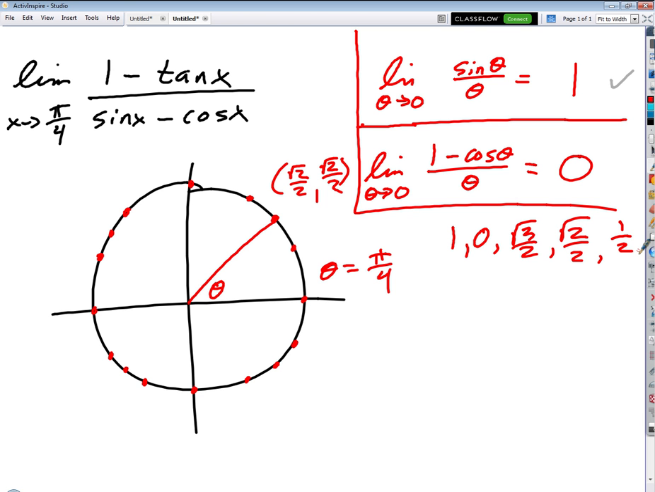We all remember those, right? Those are ringing a bell? Okay, let's put those in order from smallest to biggest. So in order, 0, then 1/2, right? Because these all have the same denominator. Square root of 2 is bigger than 1, right? Next, square root 2 over 2, square root 3 over 2, 1.